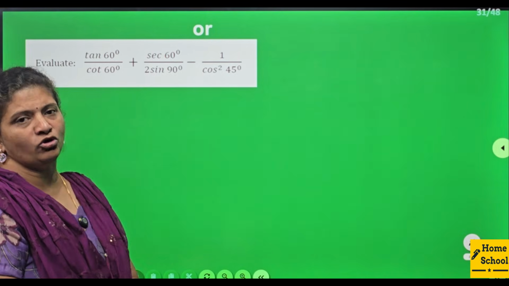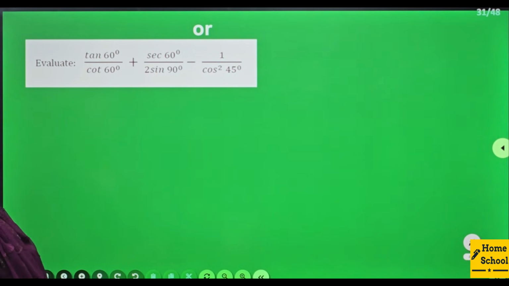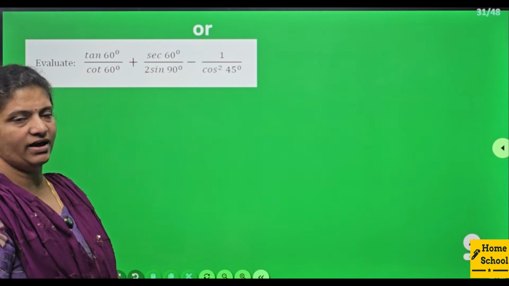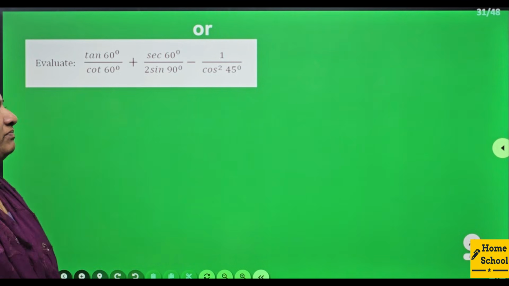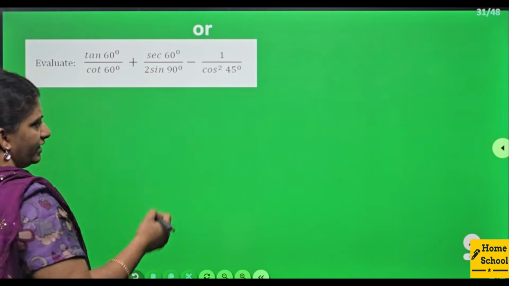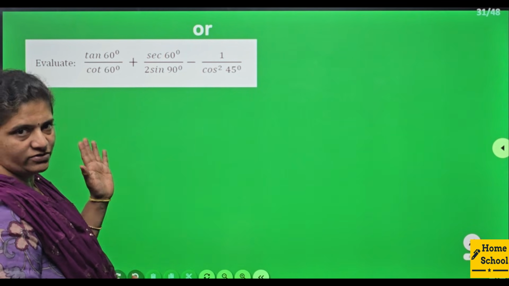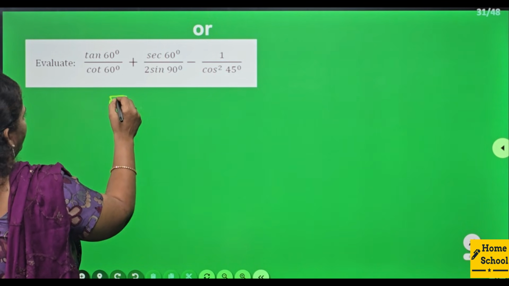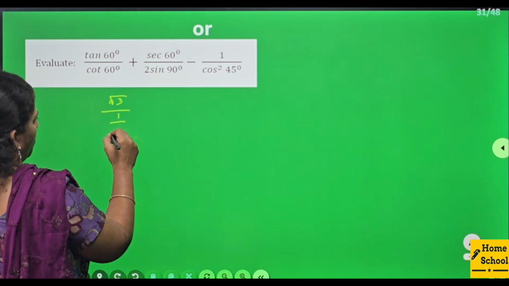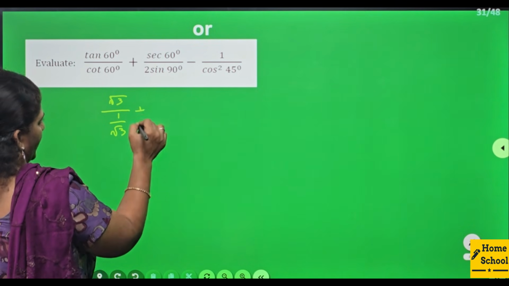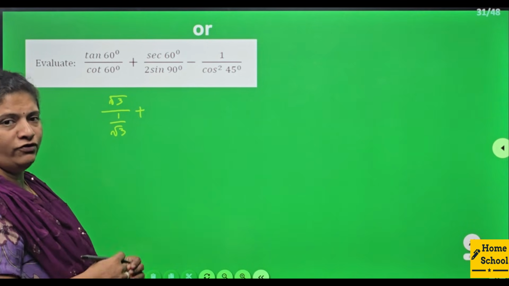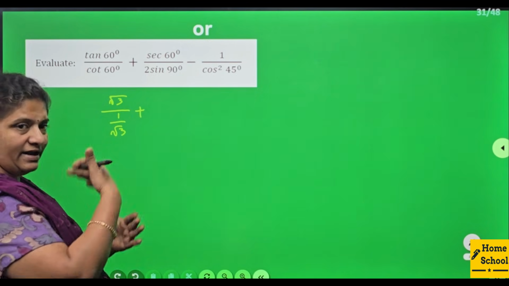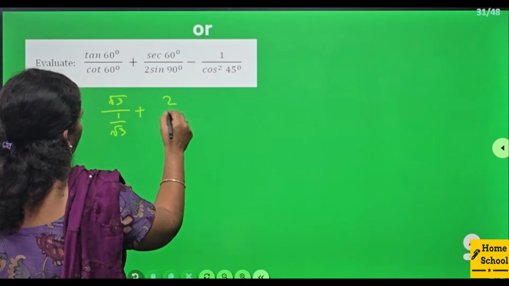In this we have one more OR question. Evaluate tan 60° / cot 60° + sec 60° / (2 sin 90°) − 1 / cos² 45°. We know by the trigonometric ratio table all these values. Try to substitute here. Tan 60 is nothing but root 3. Cot 60 is 1 by root 3, plus sec 60. If you don't know sec 60, what is cos 60? Cos 60 is 1 by 2. Sec 60 is the reverse of it, that is 2 by 1, which is 2.